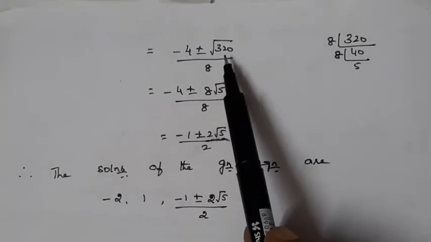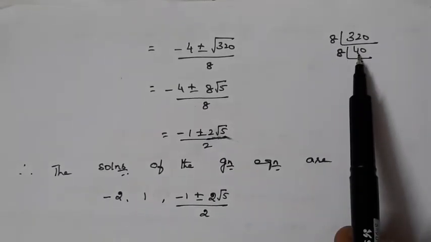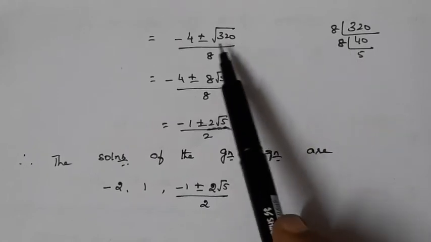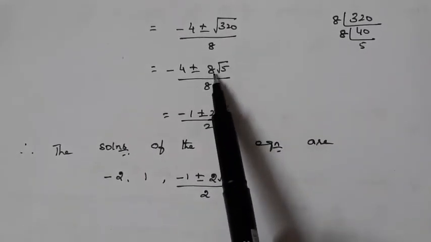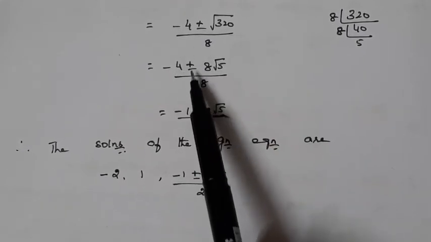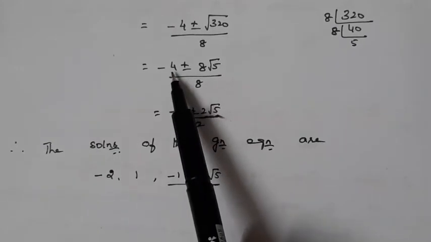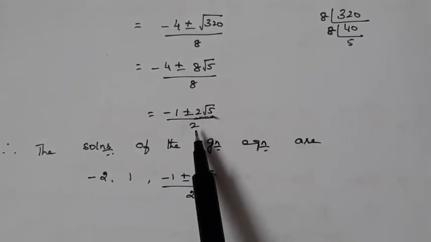Now let us split this root of 320. If we divide it by 8, it would be 40. Again dividing by 8, it would be 5. So 8 into 8 into 5, it can be written as 8 into 8 into 5. Therefore one 8 can be taken out of the square root. So this will become minus 4 plus or minus 8 into root 5 divided by 8. So taking 4 common and cancelling, we have minus 1 plus or minus 2 root 5 divided by 2.